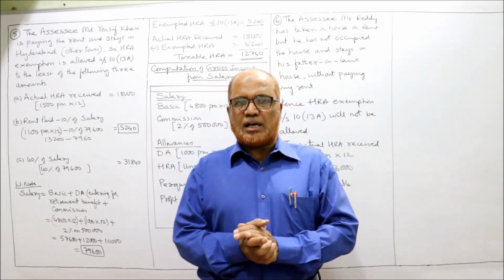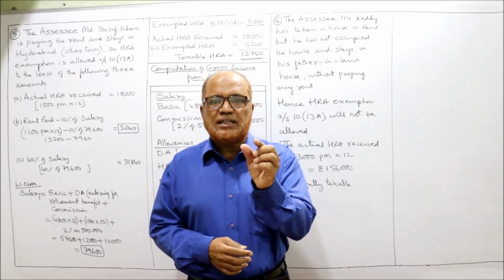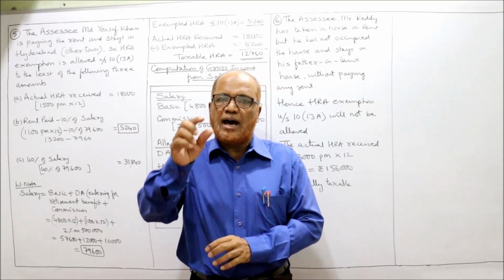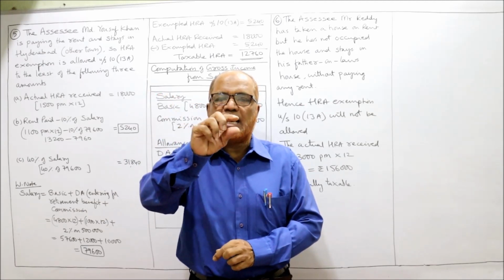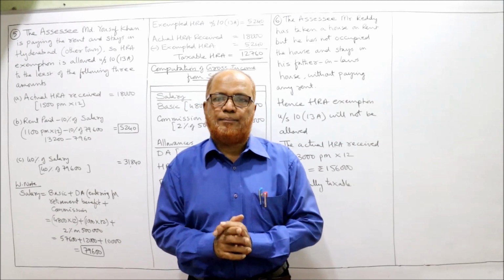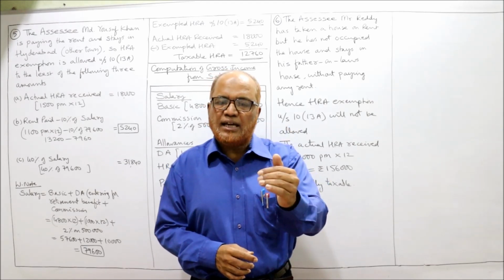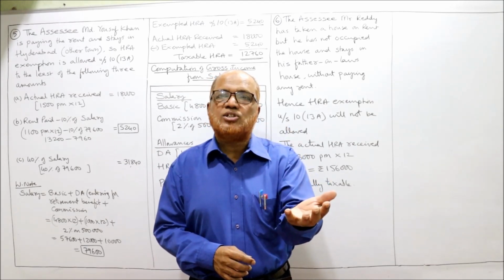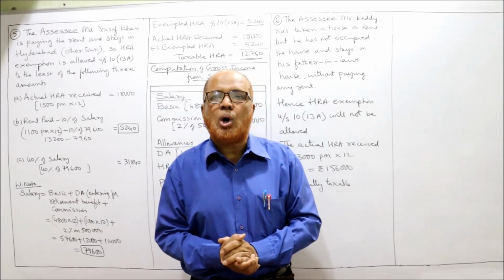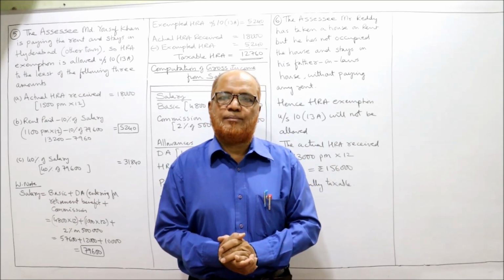Two questions are asked. The first question: how much is the taxable HRA? Taxable HRA means actual HRA received minus exempted HRA under section 10(13A). After deducting exempted HRA, we'll get the taxable HRA. So first we have to calculate taxable HRA. Secondly, we have to calculate gross income from salary.